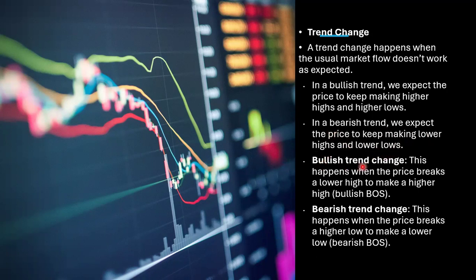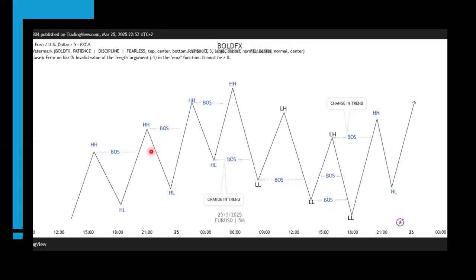So a bullish trend change, right? This happens when the price breaks a lower high to make a higher high. So a bearish trend change happens when the price breaks a higher low to make a lower low. Let's see how that looks in the market. This is simply how you're gonna identify a bullish trend change and a bearish trend change.